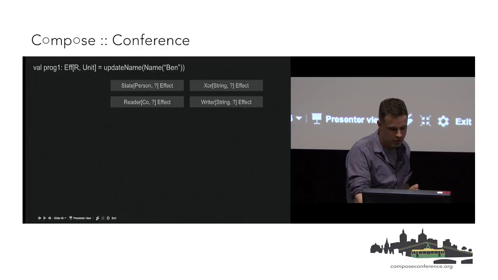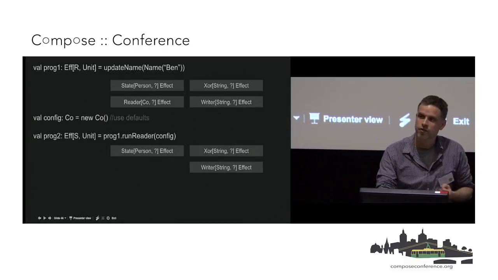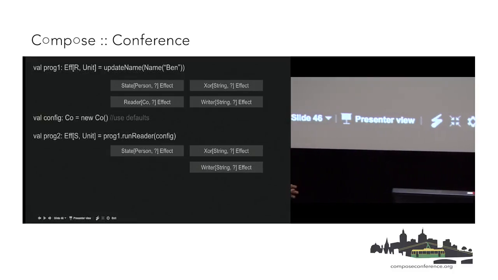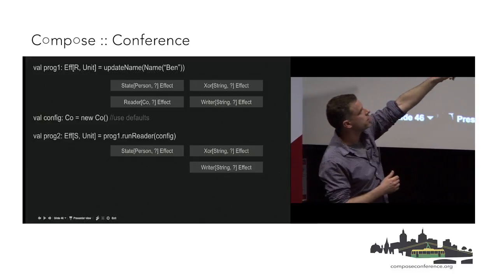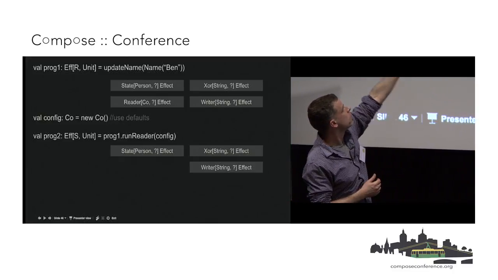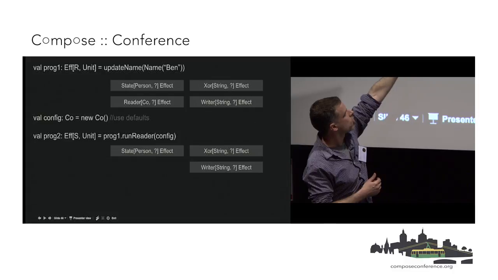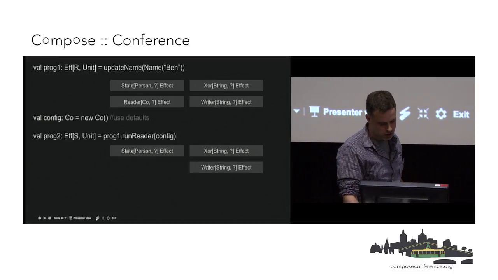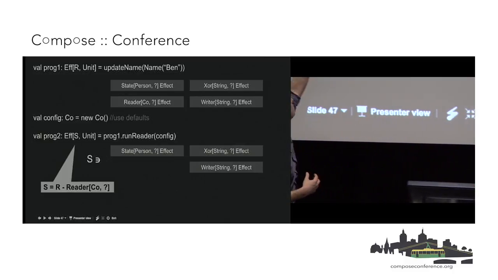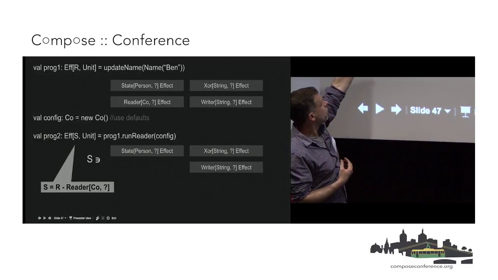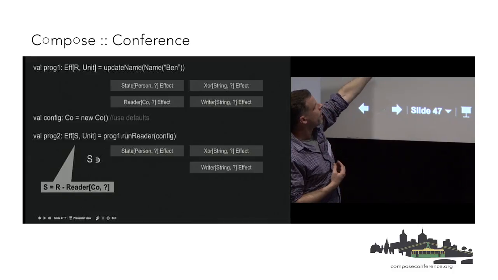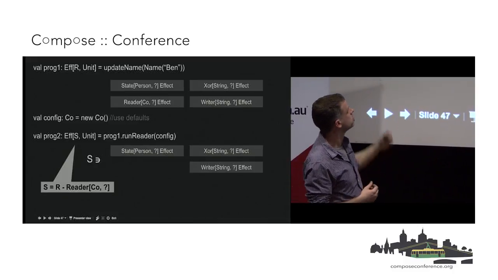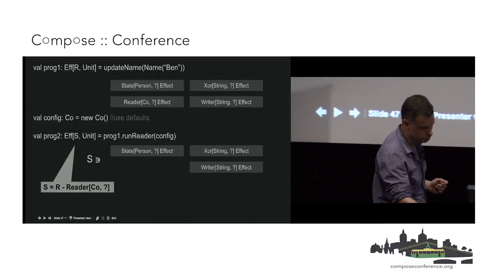And the first effect we're going to resolve is the reader effect by giving it the configuration that it wants. So we'll create a configuration with some defaults, and we'll use the runReader method, which will be available if your program computation has a reader effect. And the result of that will be a new effect stack S that's had the reader effect removed now, because we've dealt with that, we've given the configuration. So S is a smaller set.